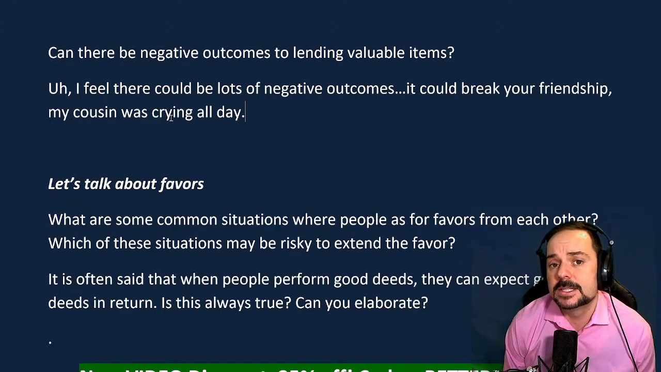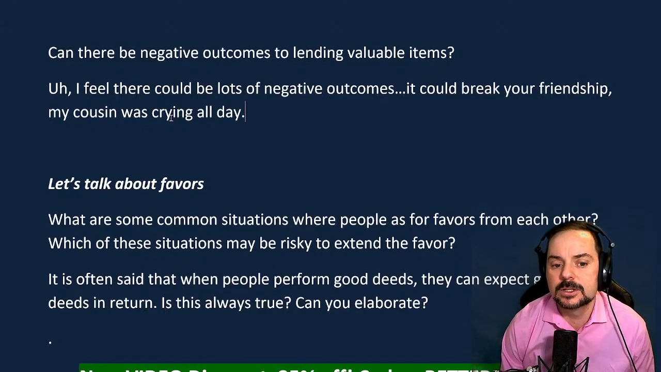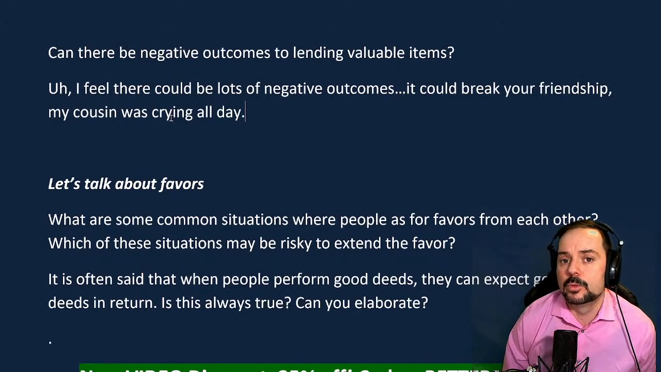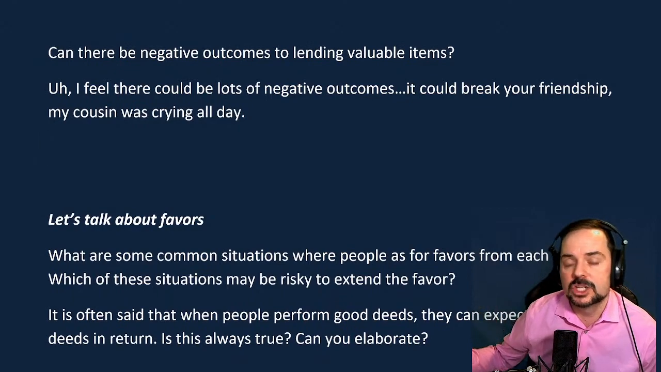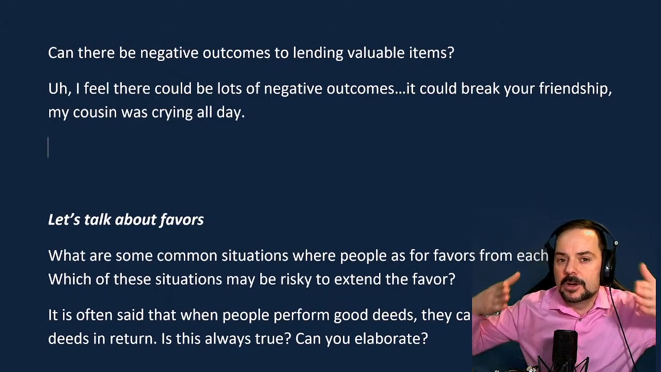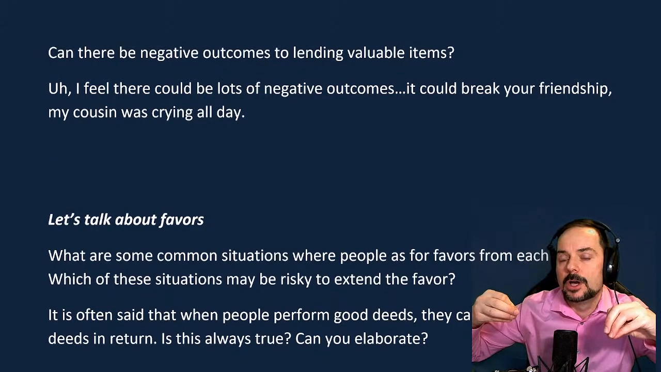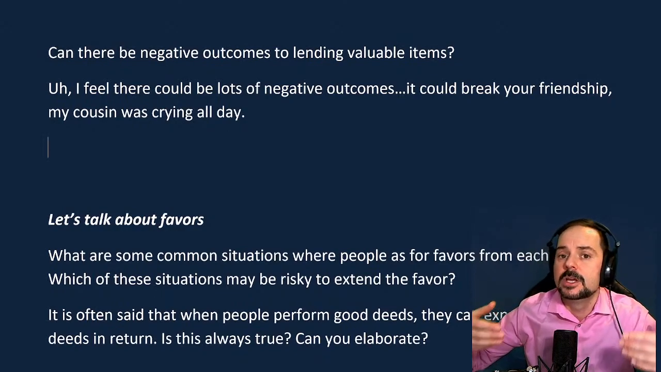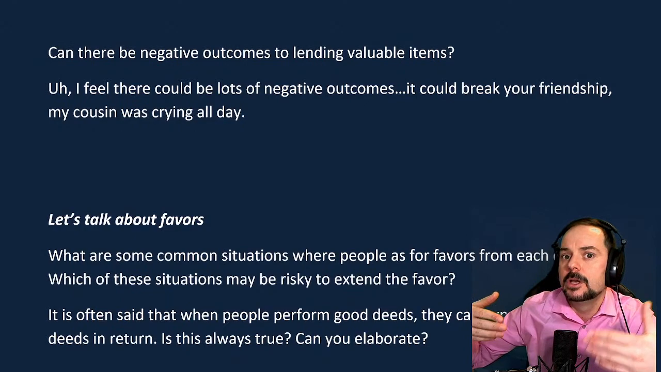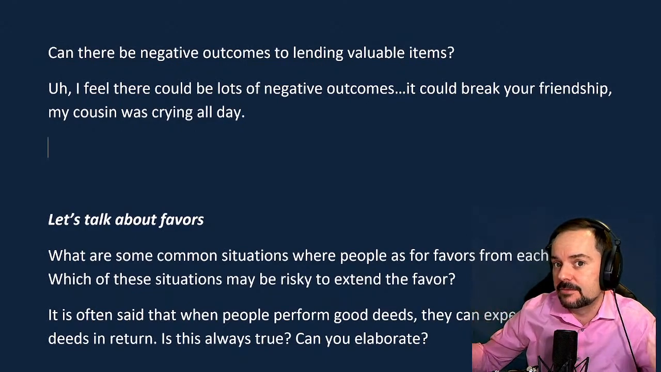Mm-hmm. The one advice that I will give you to even further improve your communication skills is avoid the use of the word you, okay? So when you gave the answer, you said, well, you could, you know, ruin your relationships, you could do this, and you're speaking very directly to me, the examiner. Instead of doing that, focus on generalizing. So people can destroy their relationships if they do not pay. So instead of you, use people, individuals, borrowers, lenders, family, friends, and so on.